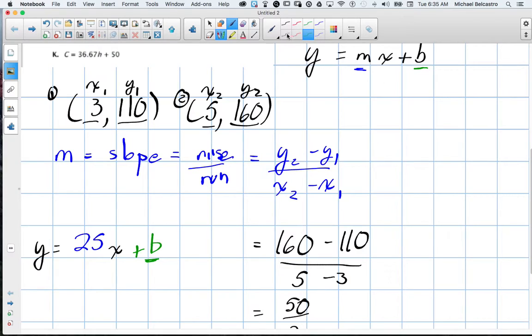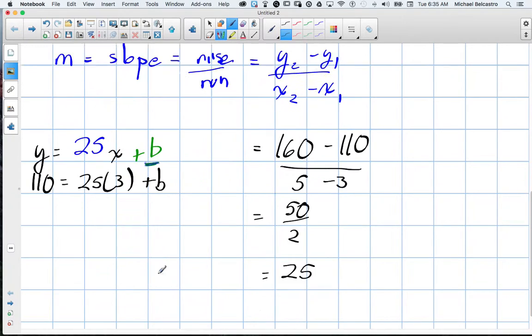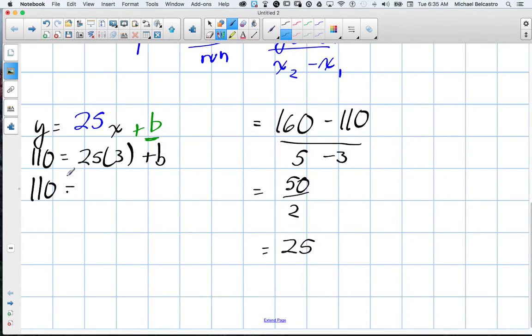We need to find out what our b is. In order to do that, we can plug in the coordinates for either of these points for the x and the y in this equation. For simplicity's sake, I'll just take coordinate 1. So we'll replace x with the number 3, and we'll replace y with the number 110, and then we'll isolate for b. So we're going to get 110 is equal to 25 times 3 plus b. So we'll have 110 is equal to 75 plus b. 110 subtract 75 when we move it to the other side is equal to b, and that will give us 35. So our b value is 35.